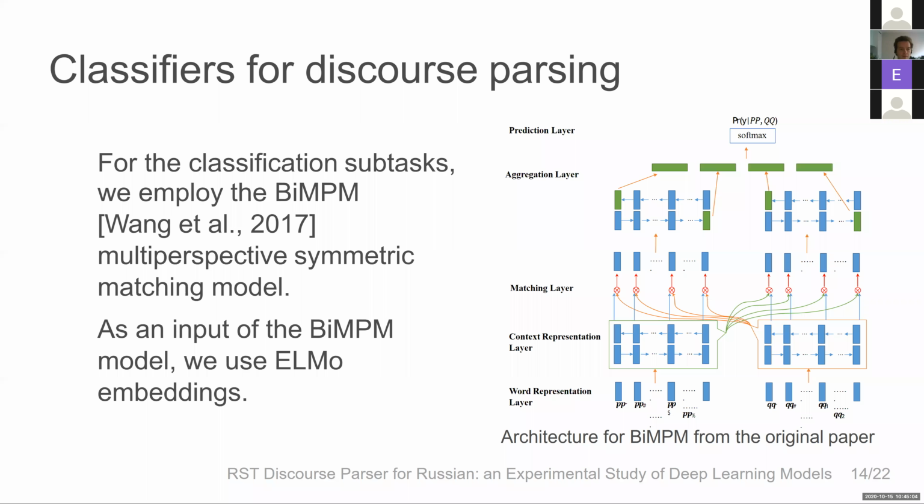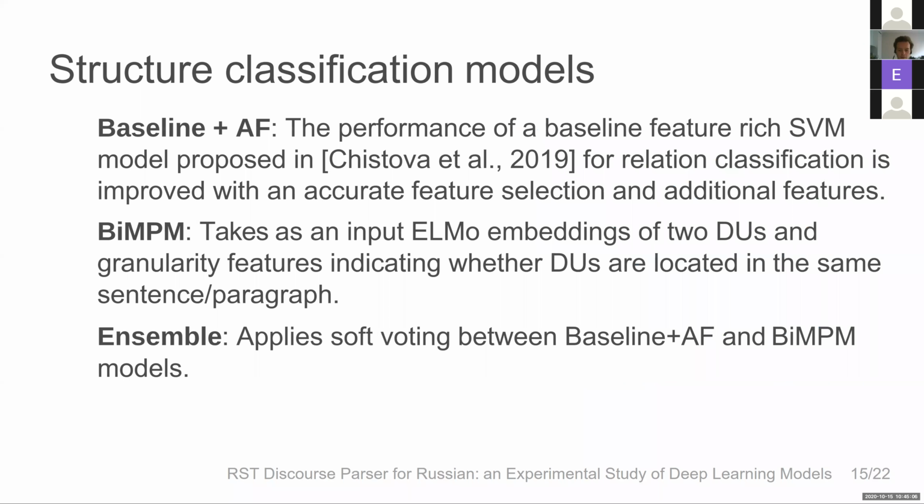We compare the performance of three classification models. The baseline model is a feature-rich SVM model using various lexical, morphological, and semantic features. We improved this model with an accurate feature selection and additional features. We'll discuss them later.